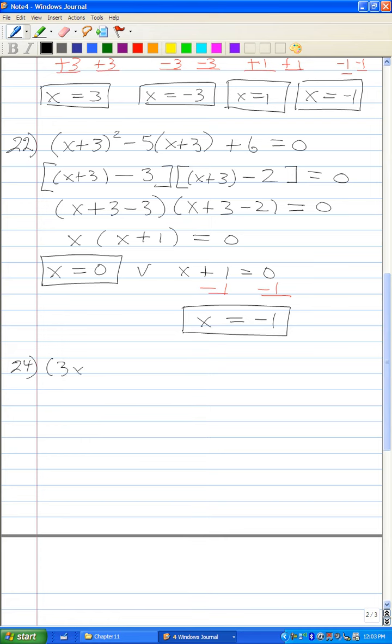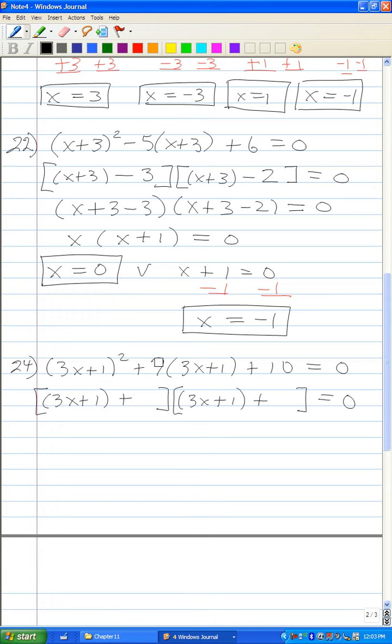3x plus 1 squared, plus 7 times 3x plus 1, plus 10 equals 0. So again, I can factor this. This is quadratic in the variable 3x plus 1, and it's monic. So let me, in the variable 3x plus 1, bring down the plus. Plus times plus is plus. I want two whole numbers whose product is 10 and whose sum is 7: 5 and 2.